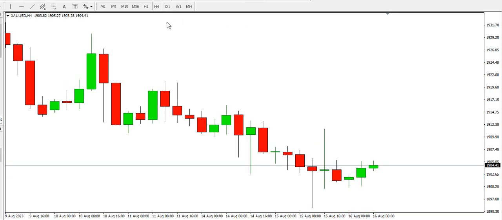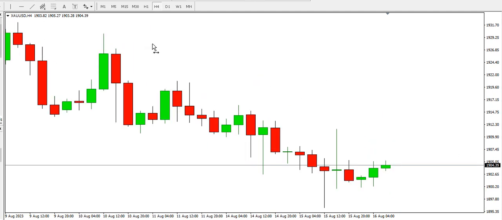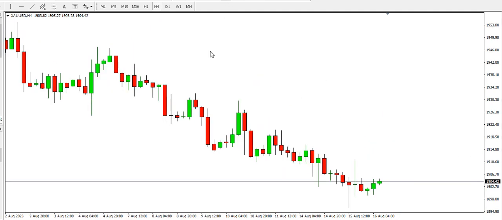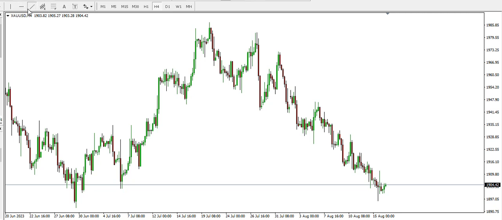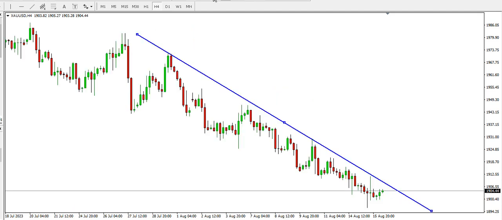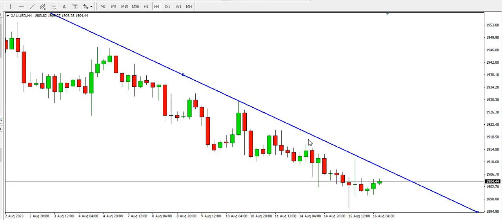Now let's look at the 4-hour time frame. The 4-hour time frame still shows that the trend is bearish. Price is still sliding. We have to draw our trend line. Price is still bearish, and the 4-hour descending trend line is still expected to hold.